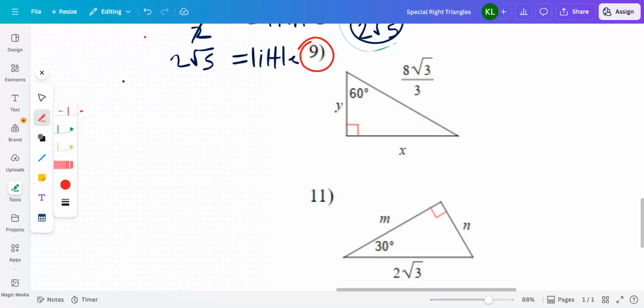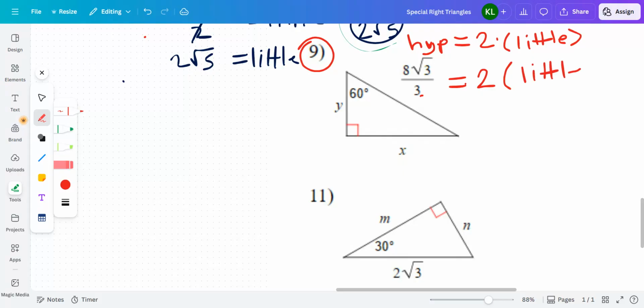Here I have my hypotenuse, and I just want to remind you that my hypotenuse is 2 times our little leg. Well, I know the hypotenuse is 8 square roots of 3 over 3. So we're substituting that in place of our hypotenuse. It's still equal to 2 times the little leg.